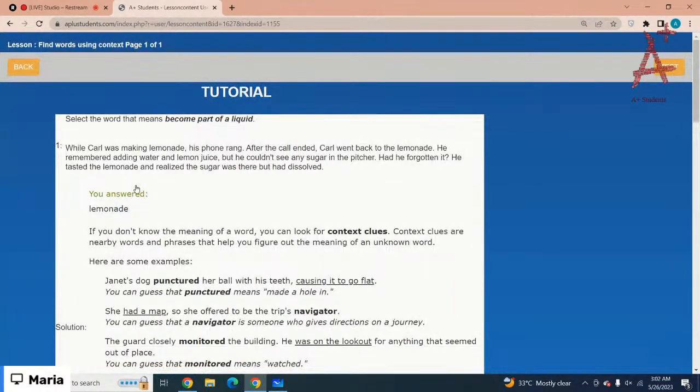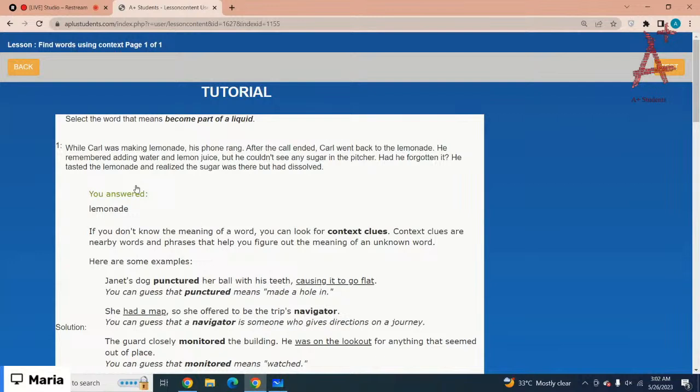So basically, what are context clues? If you don't know the meaning of a word, you can look for context clues. Context clues are nearby words and phrases that help you figure out the meaning of an unknown word. Got it? That means if you don't know the meaning of the word, you have to look for the context clues. You have to look for the nearby words and phrases, and they help you figure out the meaning of the word. Got it?